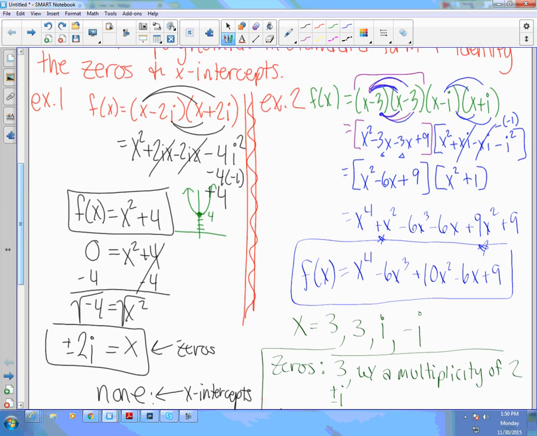Okay, look at example 2. One of our answers was 3, the solution where the zero was 3. What does the factor look like? x minus 3. One of our solutions was i. What does the factor look like? x minus i. One of our solutions was negative i. So the factor was x plus i.